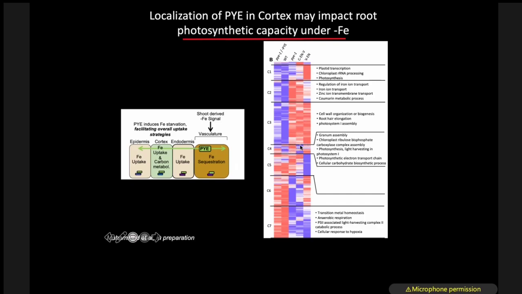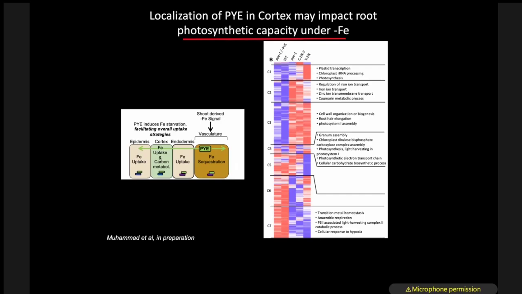And this particular set of genes is enriched in genes involved in photosynthesis and carbon metabolism. So what we think is happening is that there's a shoot-derived signal that goes to the vasculature. Popeye plays an important role in communicating this signal to the other cell types. And perhaps it plays some sort of role in controlling carbon metabolism and photosynthesis in the cortex, which then facilitates its ability to respond to iron deficiency.